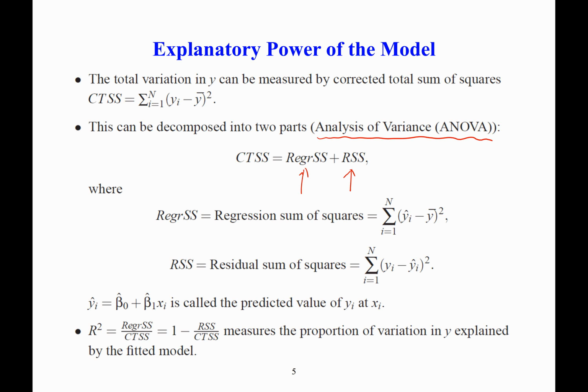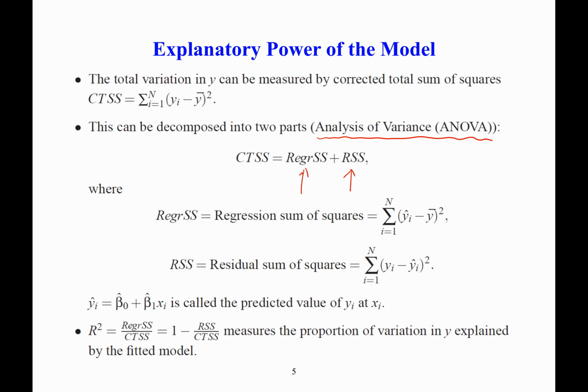R square is the regression sum of squares divided by the corrected total sum of squares. So this measures the proportion of variation in y that can be explained by the regression model. Because the regression sum of squares equals the corrected total sum of squares minus the RSS, if we replace the regression sum of squares with that, we get R square equals 1 minus RSS divided by the corrected total sum of squares. So this gives us the proportion.